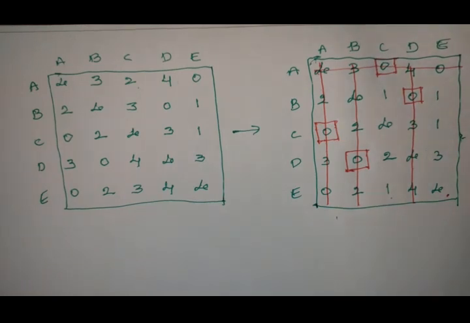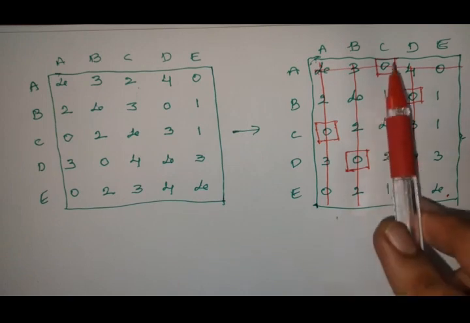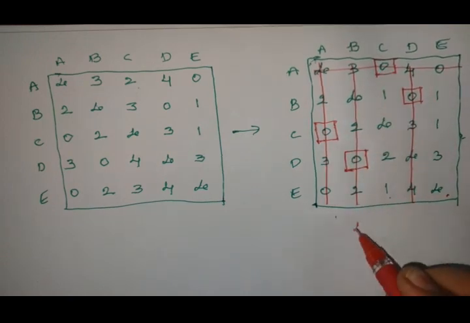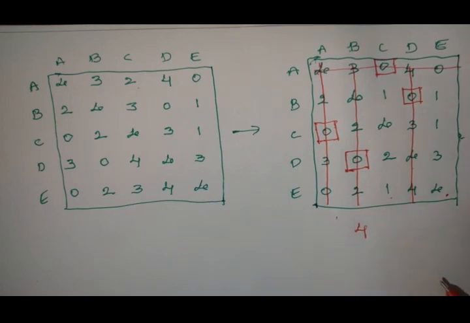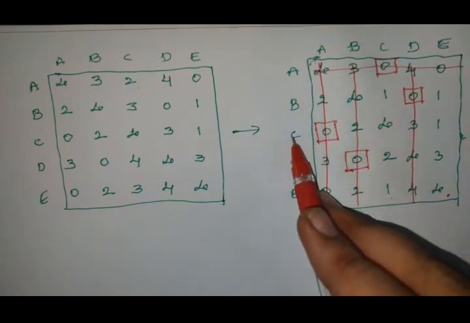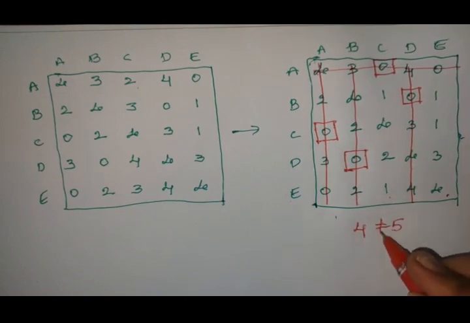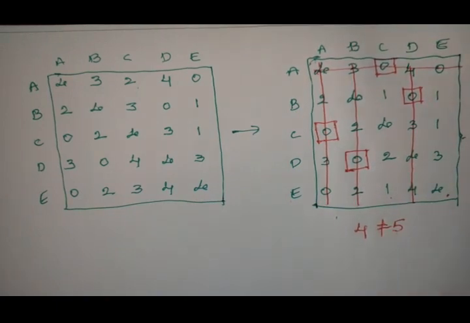So now let us check the condition. The number of assigned cells is equal to the number of rows or columns. So now count the number of assigned cells: 1, 2, 3 and 4. So the number of assigned cells is 4 and the number of columns or rows is 1, 2, 3, 4 and 5. But these two are not equal. The condition was not satisfied. So let's go for the next iteration.